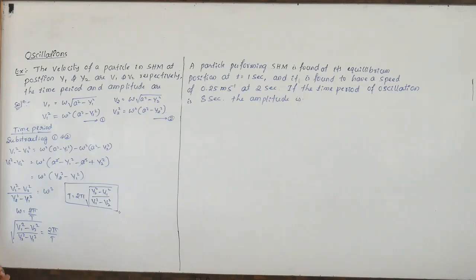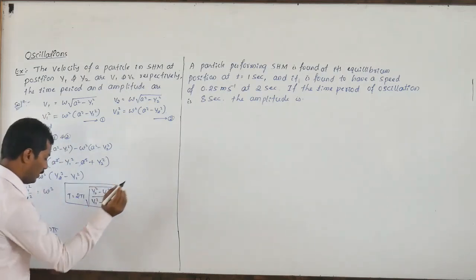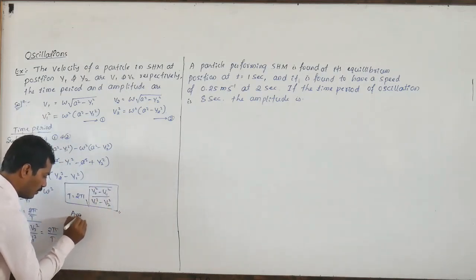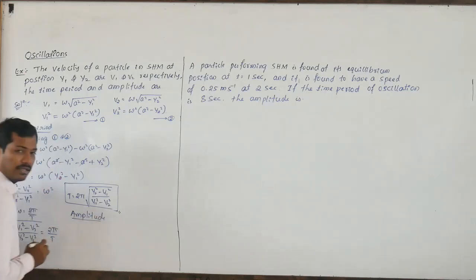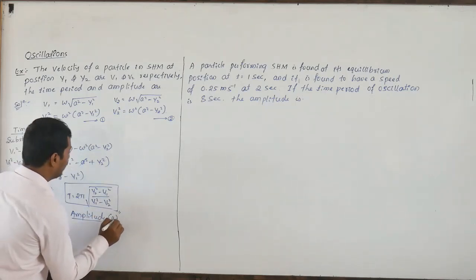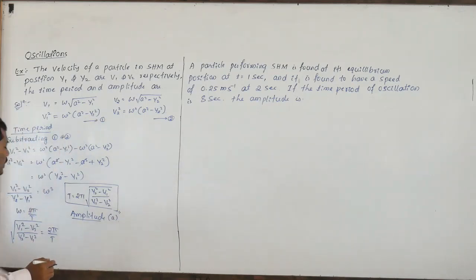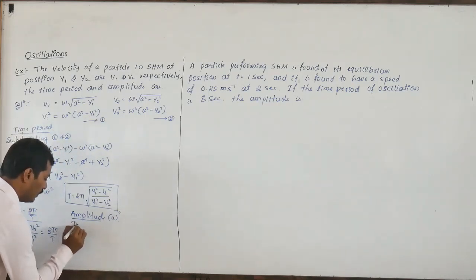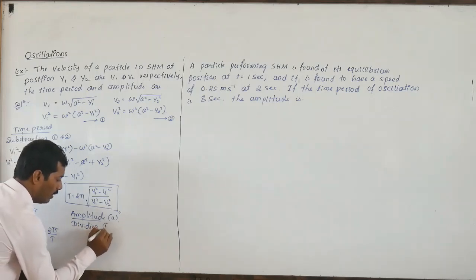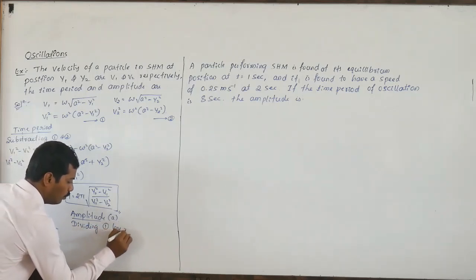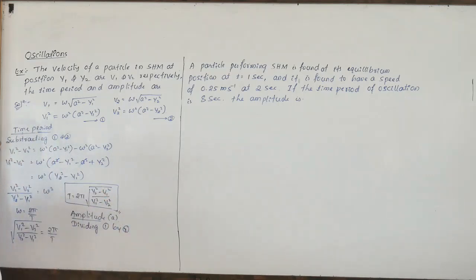Then we have to calculate another one, the amplitude. We have to calculate the amplitude here. This is your work. Your work starts here. The two equations are there, and we divide the two equations, dividing 1 by 2 or 2 by 1.